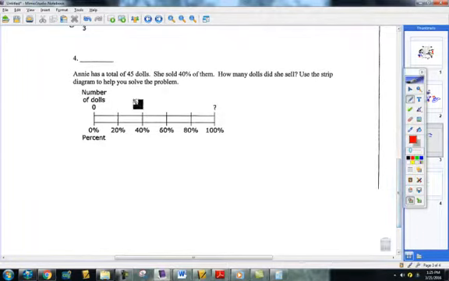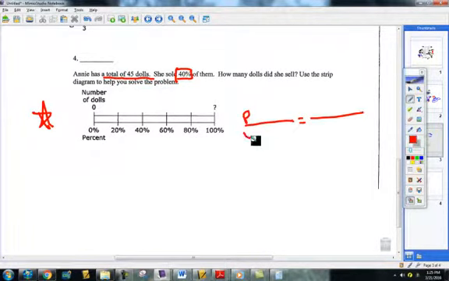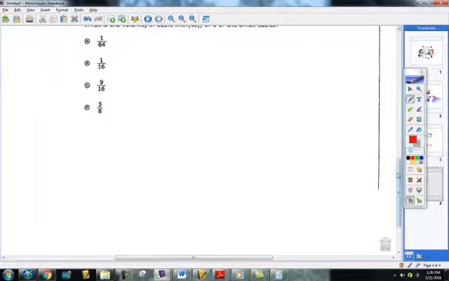Okay, here's another strip diagram. You guys have been doing really well with these, so I'm not going to help too much on this. I think you guys can figure it out. You're going to use this strip diagram. There's your key there, and there's your real information. You can also do a percent proportion to check, but you must use the strip diagram in some way to find the answer. Okay?